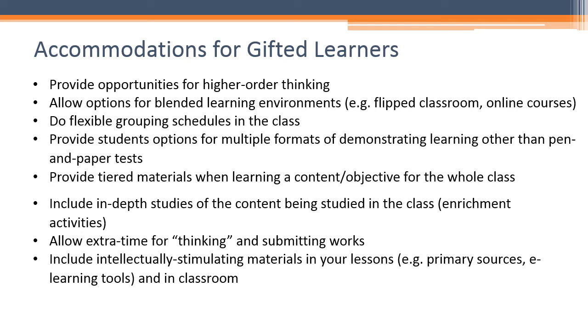So, number one, provide opportunities for higher order thinking. Okay, so that's a must so that they can be challenged. Next, allow options for blended learning environments, given that we have technology right now. So not only learn in the four sides of the classroom, but also in our homes. So why not utilize technology so that there will be flexibility in learning. Next, do flexible grouping schedules in the class. Meron kang schedule for homogeneous, may schedule ka for heterogeneous, may schedule ka for one, independent.